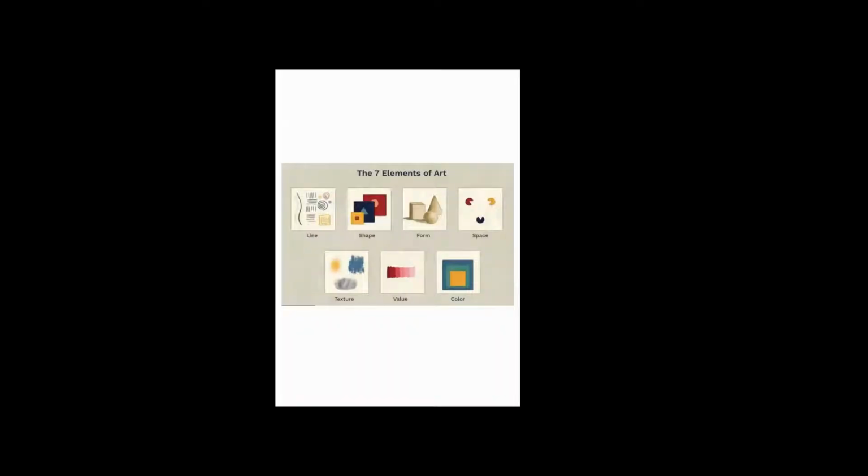So the first slide is showing the 7 elements of art: line, shape, form, space, texture, value, and color. These elements come together to make art. The elements of art are basically for us to understand art in a better way, and that's why these very basic elements are gathered down to give us a start with art.